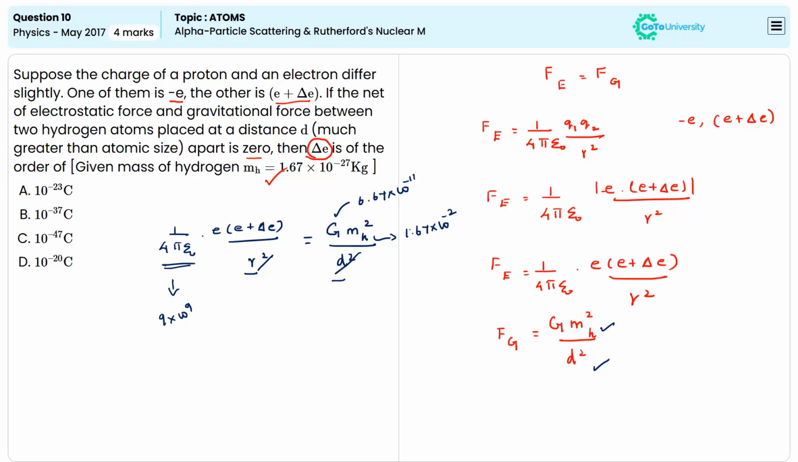So when we apply all the values, we will get the order of del e as 10 to the power negative 37. So the correct answer for the question is option B.